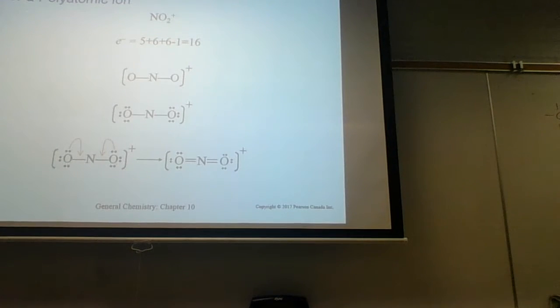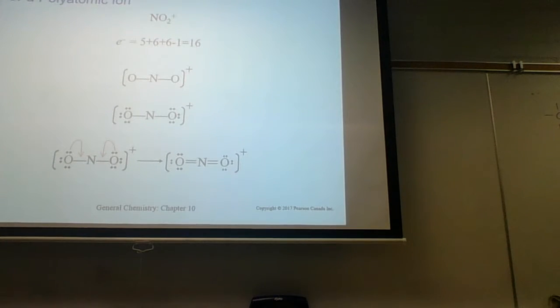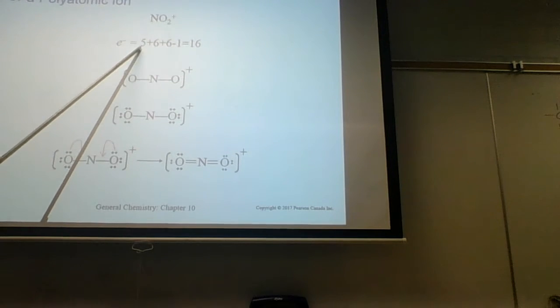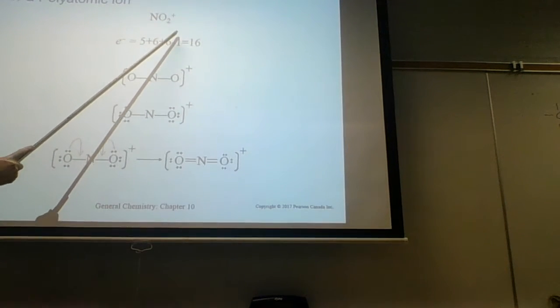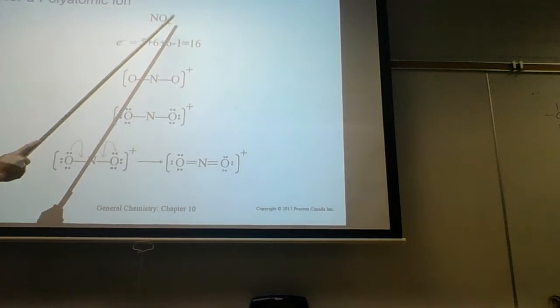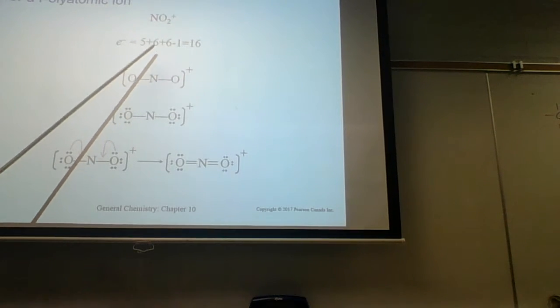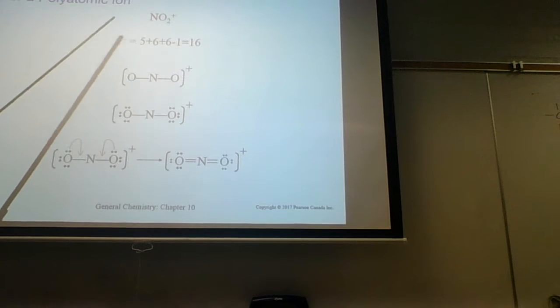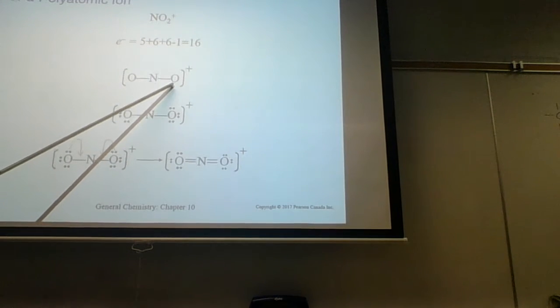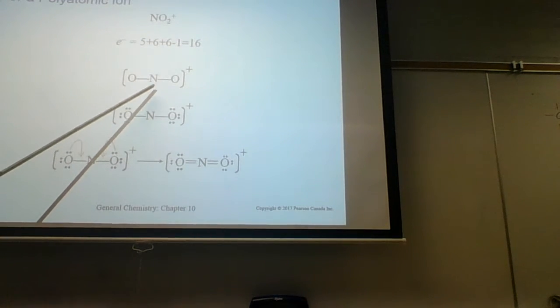And so let's look at NO2 plus. NO2 plus, nitrogen is 5 electrons. We have 2 oxygens, those are 6. And then we have a positive charge. Positive charge means we lost 1 electron, so it's -1. So it gives us a total of 16 electrons. And then we have 2 choices for skeleton. We could do ONO or we could do OON.